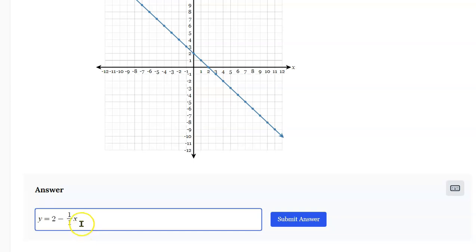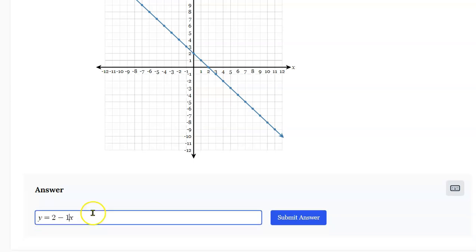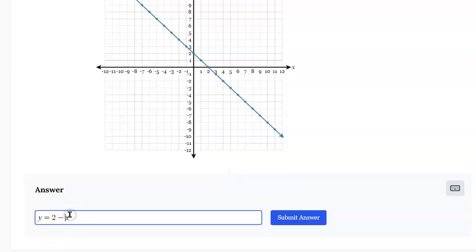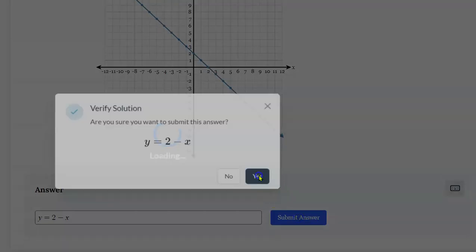Now I could write it like that. I could simplify it if I want. I don't have to have that denominator. I don't even actually have to have that 1 there. I could even write it just like that. All three of those responses would be acceptable.